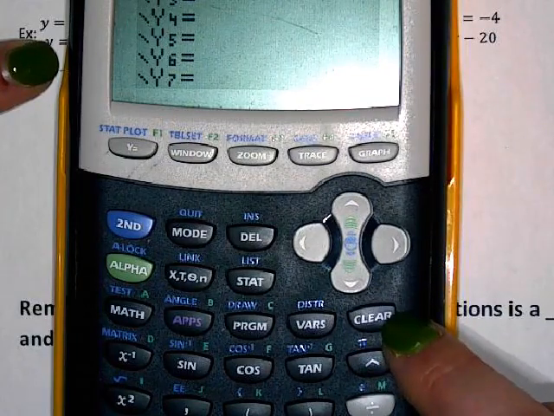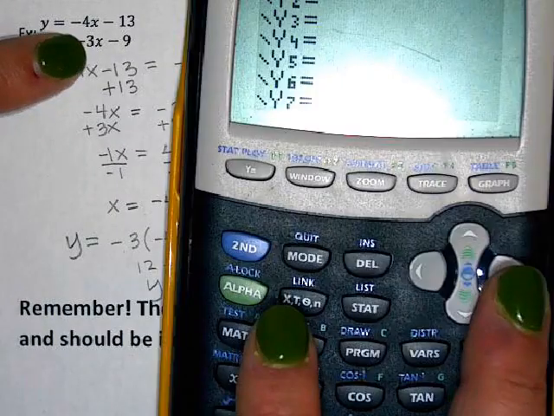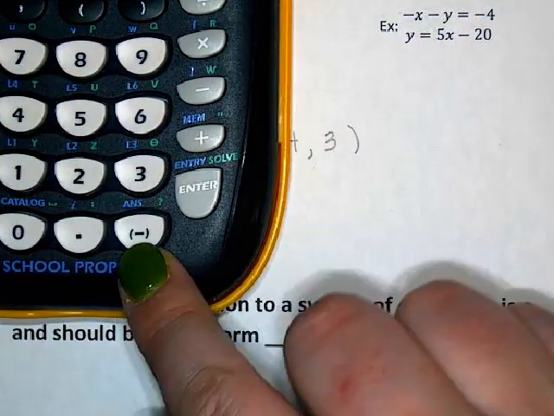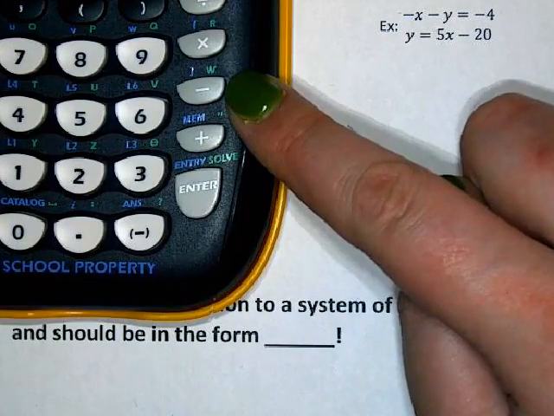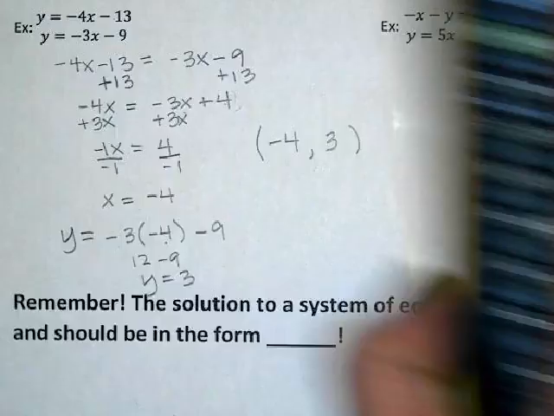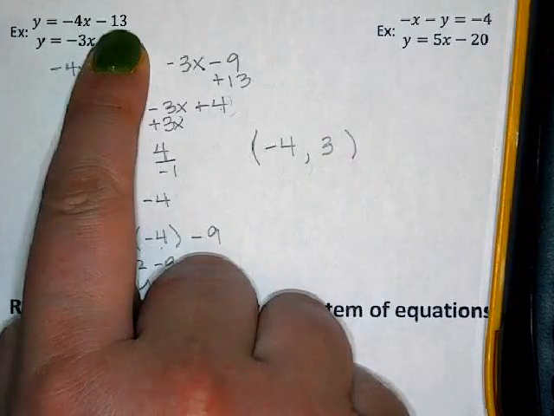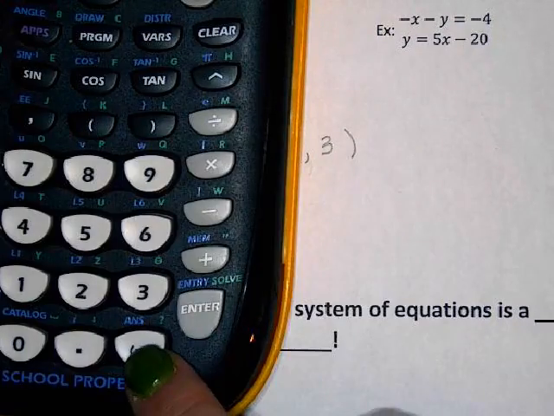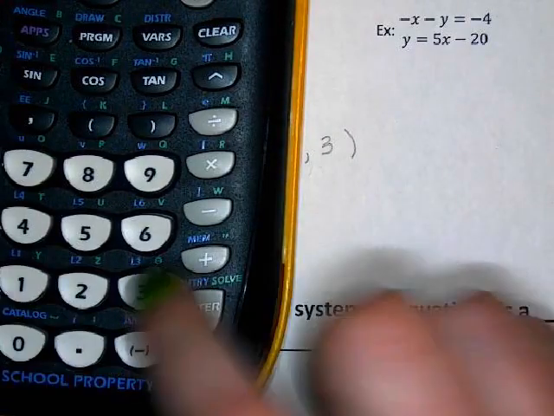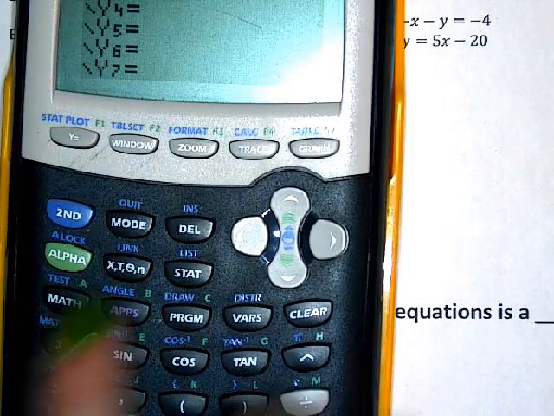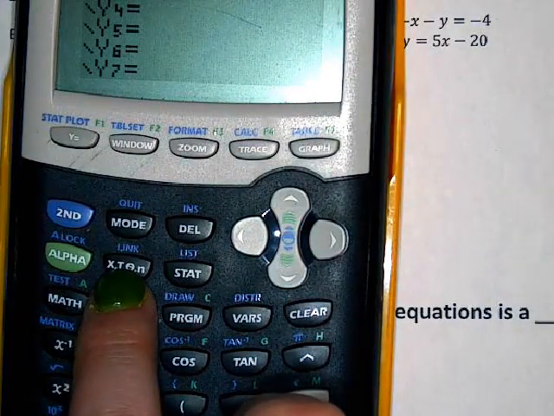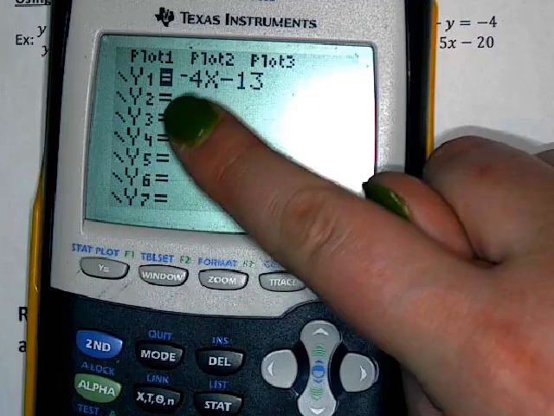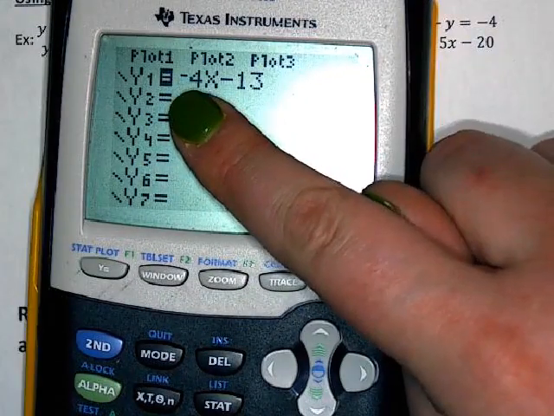Our first equation is negative 4x minus 13. You have two little minus buttons on your calculator. This right here is a negative. This right here is a minus. However you would say it out loud, that's how you type it. When we read this out loud, we say negative 4x minus 13, which means you use each button once. The x button is right here next to the green button. The negative is a little bit shorter than the minus button. We good with that? Okay.